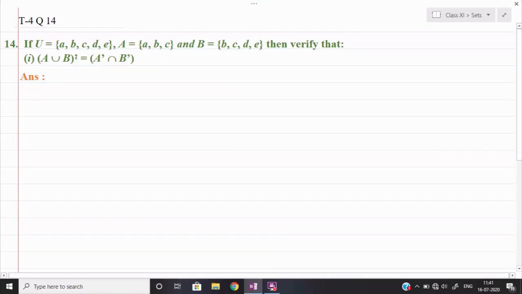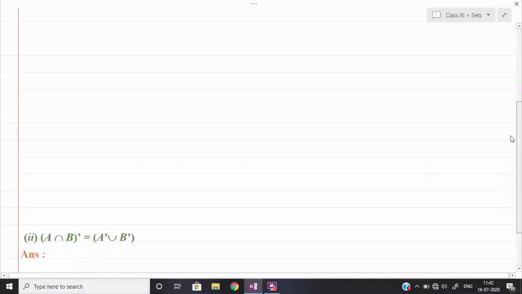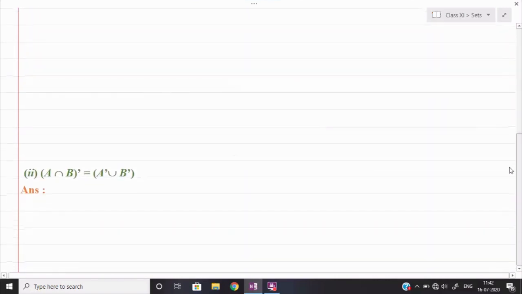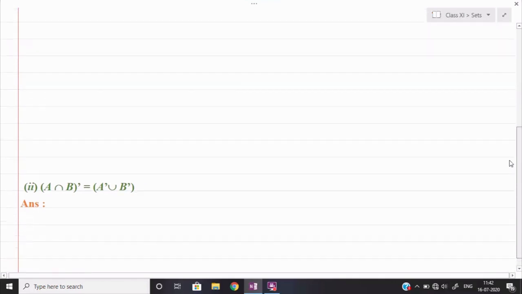Means if you expand the dash symbol on A and B, then the symbol of union gets converted into intersection. This law we call De Morgan's law. De Morgan was one of the mathematicians who gave this law to us. So De Morgan's law has one part given here and another part given downside, that is the second part: (A intersection B)' is equal to A' union B'.